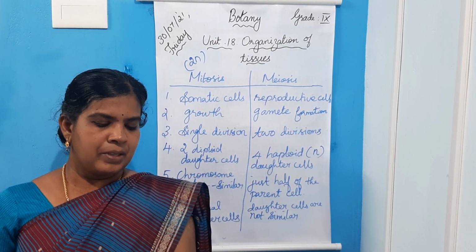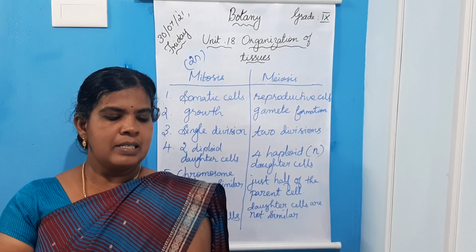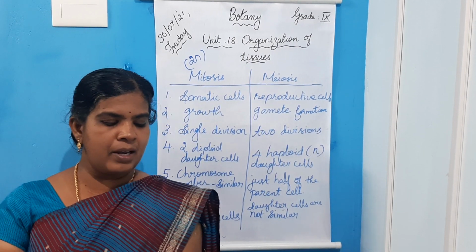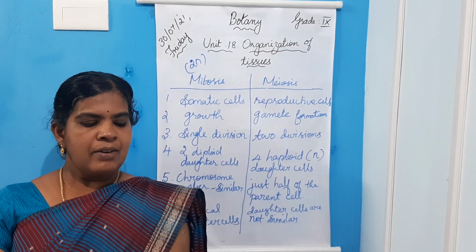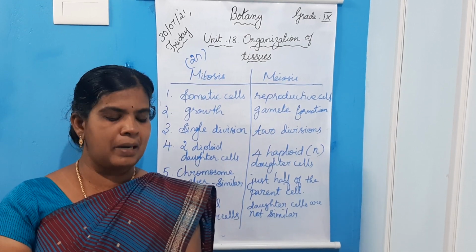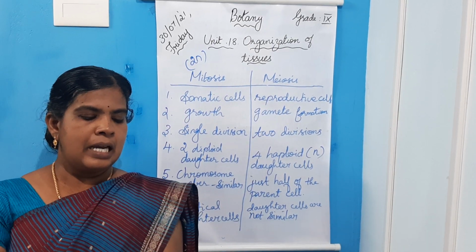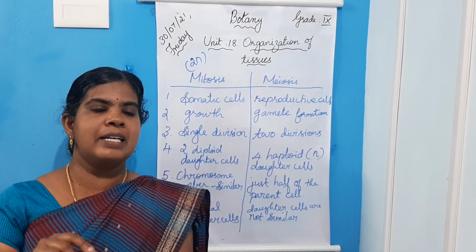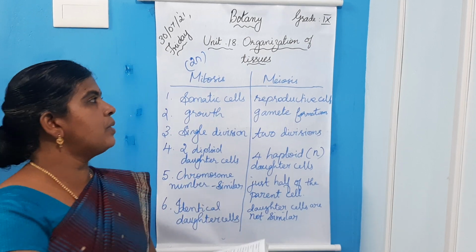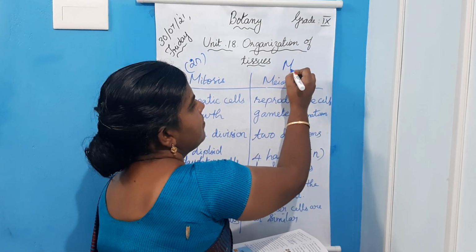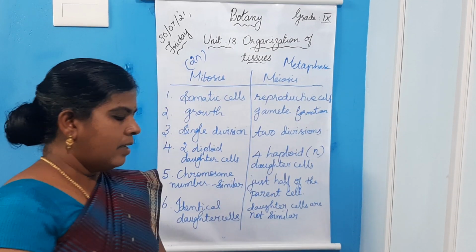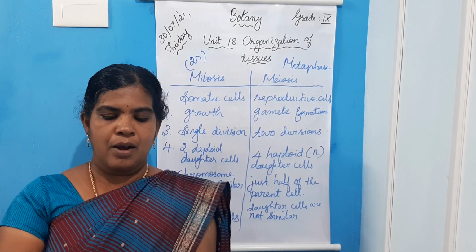Then question number 6, answer briefly, Roman number 5. In which stage of mitosis do the chromosomes align in an equatorial plate? You are mentioning which stage. That is metaphase. Write metaphase. Then the question is asked how.